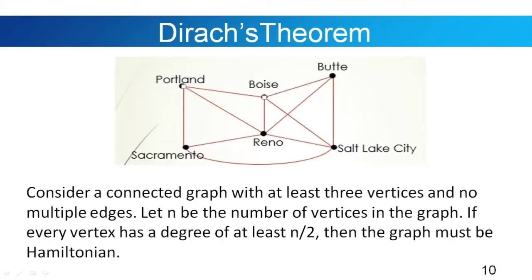Now let's consider this example. In this problem, we need to find out the route of the airplane, starting from and going back to the same airport, but not going to the same airport twice. Consider a connected graph with at least 3 vertices and no multiple edges. Let n be the number of vertices in the graph. If every vertex has a degree of at least n/2, then the graph must be Hamiltonian.